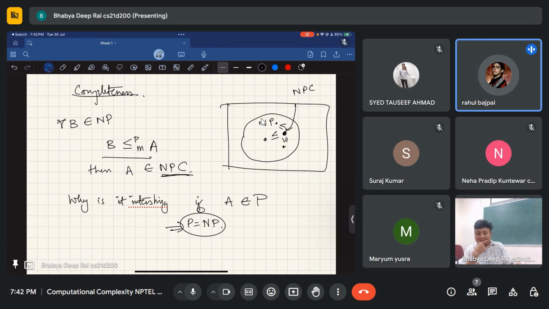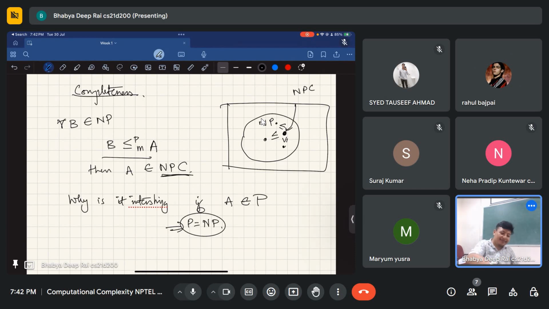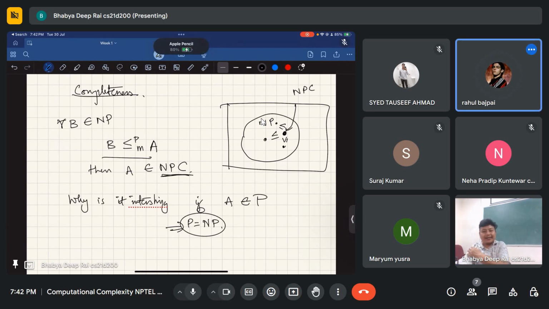The reduction function is invertible? That is not clear, because every instance of B is going to be mapped into A. If A belongs to P, that means there exists a deterministic algorithm by which A can be solved. With the same invertible function, can I map all the problem instances in A to B?